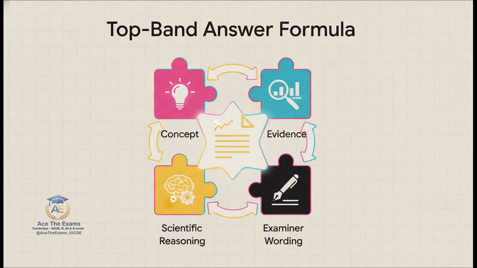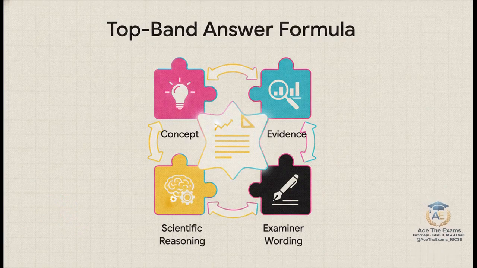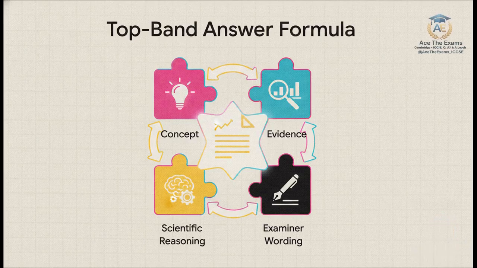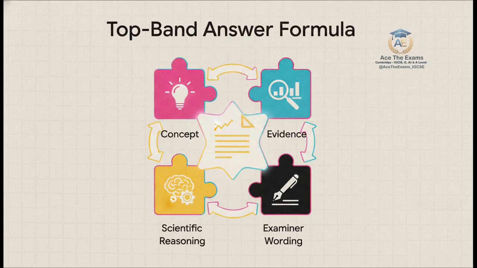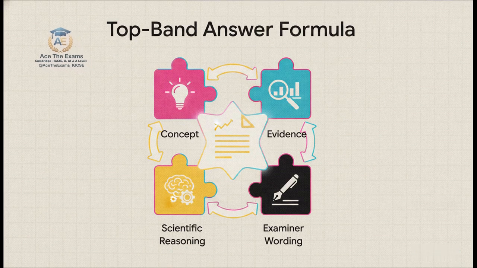So the absolutely crucial point here is how you construct that perfect response. Here is your top band answer formula. First, you state the concept, like Archimedes' principle. Second, you provide the evidence or data extracted from the question's specific context. Third, you apply your scientific reasoning to directly link that concept to your data. And finally, you wrap it up using precise examiner wording, correct terminology, fully defined variables, and crystal clear formatting. If you map your extended responses to this 4-part formula, you are literally handing the examiner a mark scheme perfect answer on a silver platter.